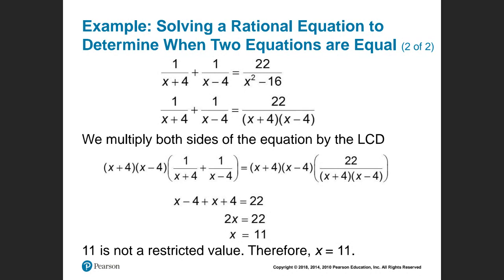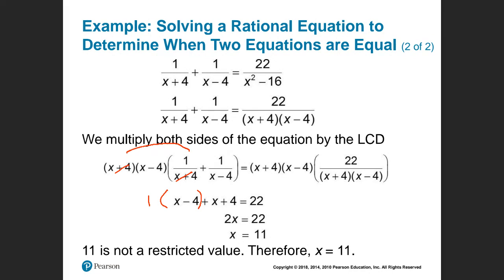1 over x plus 4 plus 1 over x minus 4 equals x plus 4 times x minus 4 times the whole big parenthesis, 22 over x plus 4 times x minus 4. Now, do the distributive property. The first one, x plus 4 times this one. Look, x plus 4 cancel each other. So the answer for the left is x minus 4, times 1. So the right is x minus 4 times 1. I can put it like that.